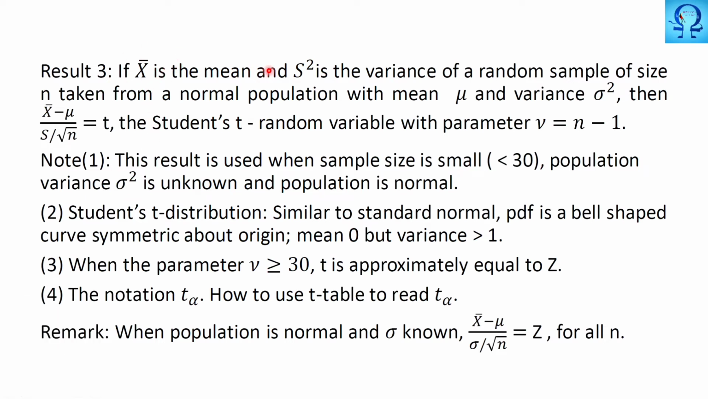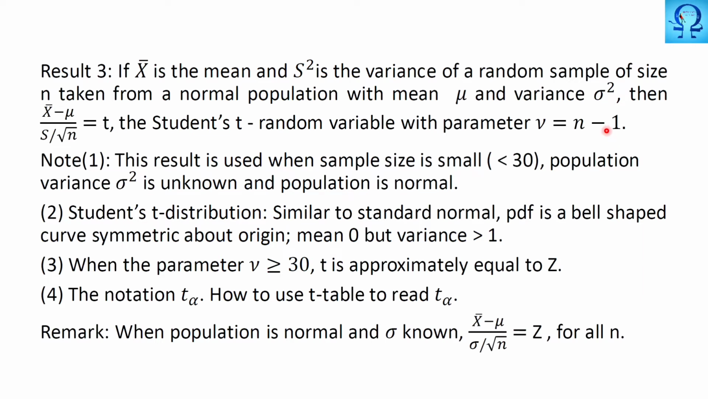X bar is the mean and S square is the variance of a random sample from a normal population. From a normal population means the population is following a normal distribution with mean mu and variance sigma square. Then with this, t equals x bar minus mu upon s upon under root n is the student's t random variable with parameter n minus 1. The parameter is denoted as nu, which takes the value n minus 1.